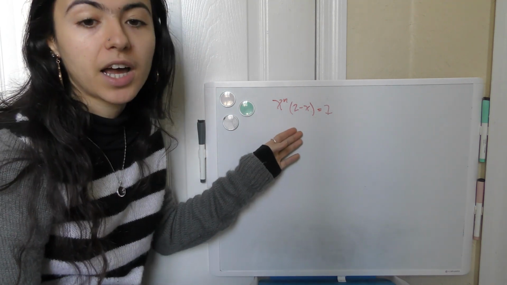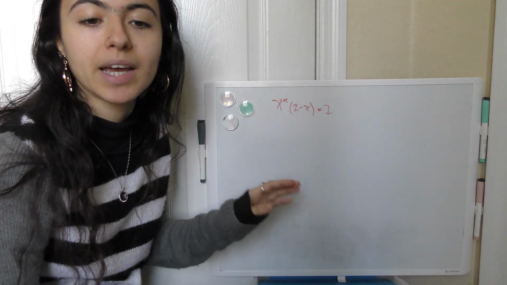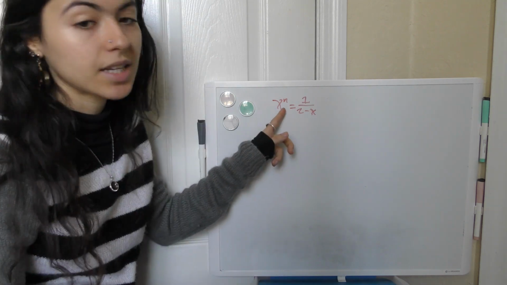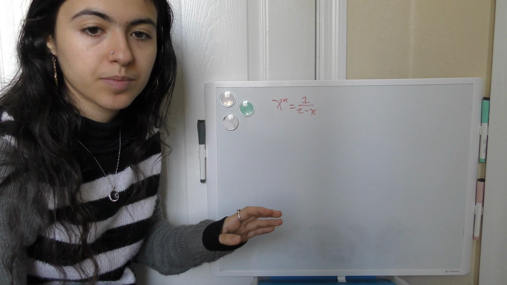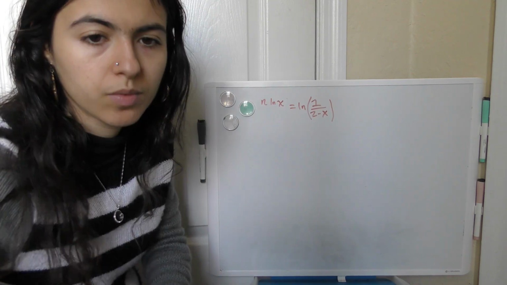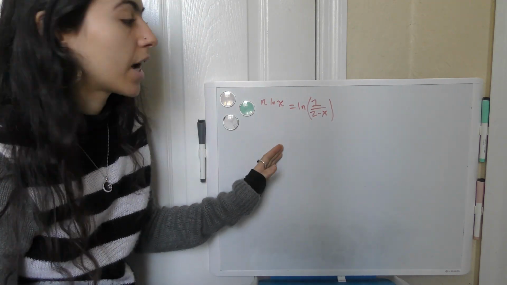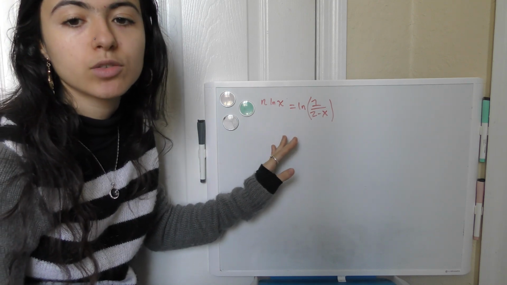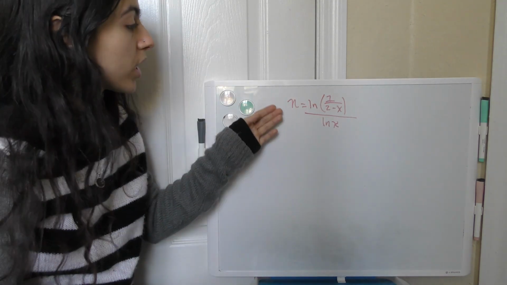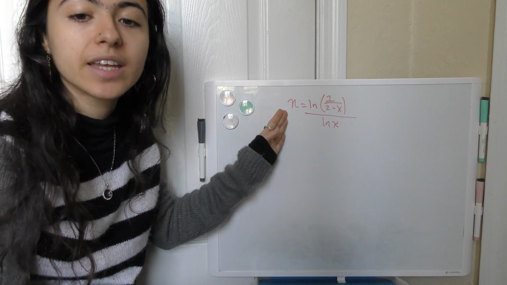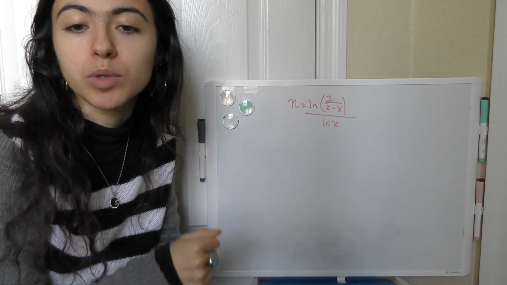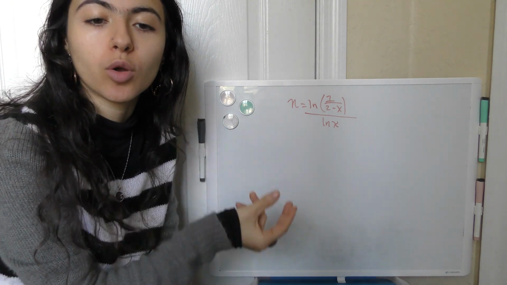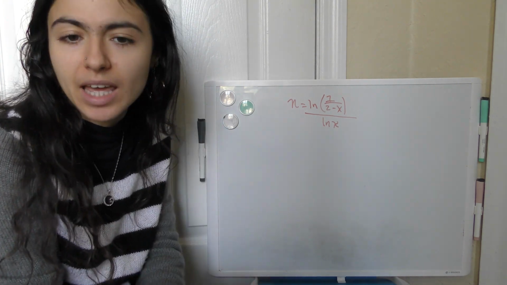Now, let's divide both sides by 2 minus x. We can isolate n by taking the natural logarithm of both sides. So now it looks like this. Finally, we divide both sides by the natural log of x. We now have a closed formula for n in terms of x. But this is not exactly what we want. We want a closed formula for x in terms of n.